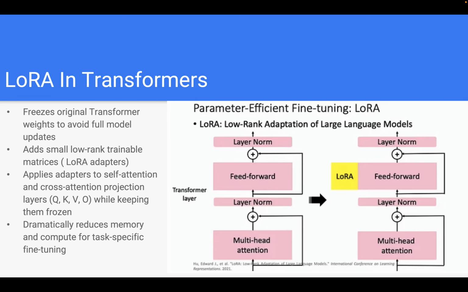So it freezes the original transformer weights to avoid full model updates and adds small low-rank trainable matrices, which we call LoRA adapters. It then applies adapters to the self-attention and cross-attention projection layers, that is query, key, value and output, while keeping the original weights frozen. This dramatically reduces the memory and compute for task-specific fine-tuning.